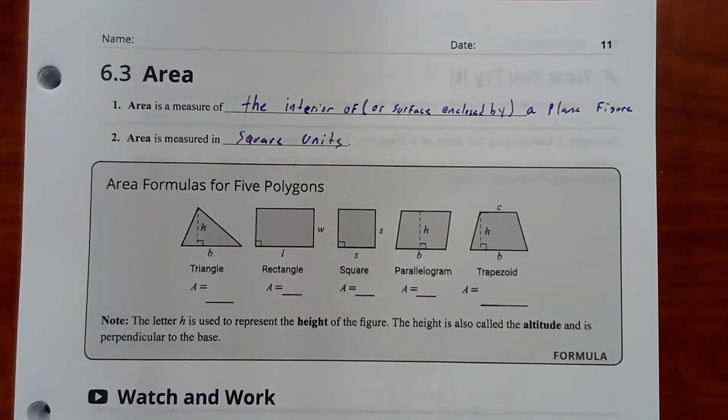Square units. Area is measured in square units. It's two-dimensional units. So if they say centimeters, that's one dimension. Centimeter squared is two dimensions. Cubic would be volume, which is three-dimensional units. Okay. All right.